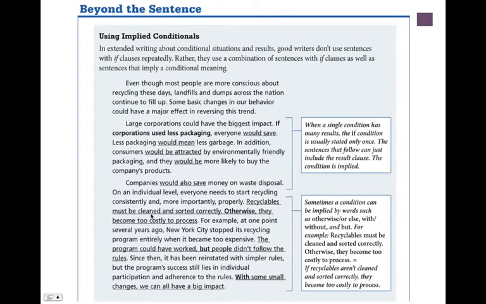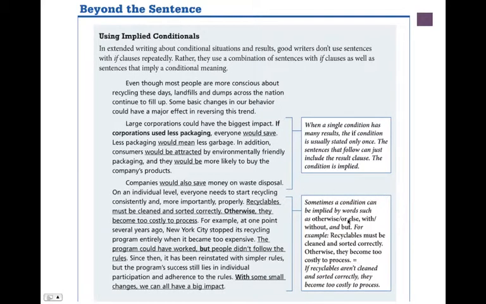Recyclables must be cleaned and sorted correctly. Otherwise, if not, they become too costly to process. For example, at one point several years ago, New York City stopped its recycling program entirely when it became too expensive. The program could have worked, but people didn't follow the rules. Since then, it has been reinstated with simpler rules, but the program's success still lies in individual participation and adherence to the rules. With some small changes, we can all have a big impact.